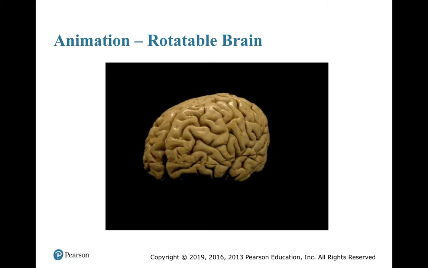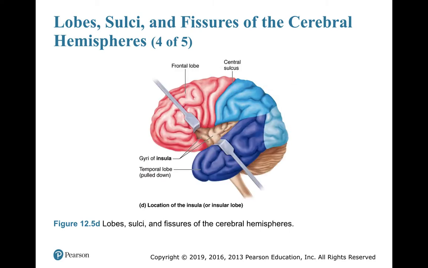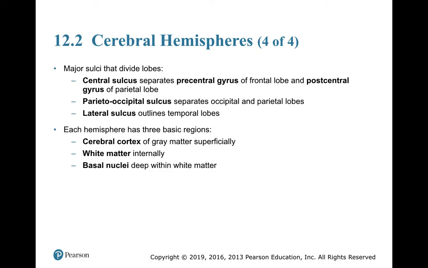Here's the rotating brain. Here's our frontal lobe, the parietal lobe, and the temporal lobe. We pull those out of the way, and here's the occipital lobe. And if you pull those down, you retract them, you see the insula buried deep underneath them.